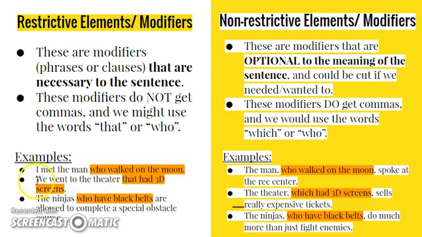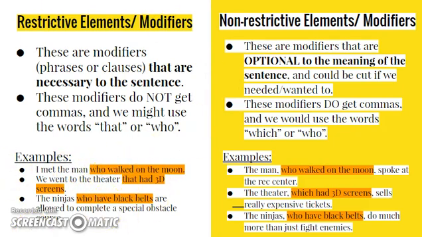Same thing in number 2. We went to the theater that had 3D screens. Which one? The one with 3D. That's actually helpful because I don't want to go to the wrong theater. The ninjas who have black belts are allowed to complete a special obstacle course. That could be important or necessary because maybe there are ninjas without black belts and they don't get to complete the obstacle course. So these are restrictive, ones that are necessary.